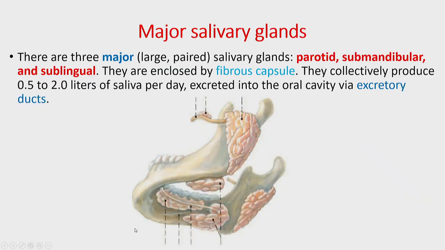The salivary glands, we divide into two main types, the major salivary glands and the minor salivary glands. The major salivary glands are three paired glands: the parotid gland, which is the biggest, the submandibular and the sublingual gland. All these major salivary glands are enclosed by a fibrous capsule. This is the characteristic of the major salivary glands. They usually have excretory ducts, so they have a duct that finally opens to the oral cavity. The normal production of saliva is 0.5 to 2 liters per day.